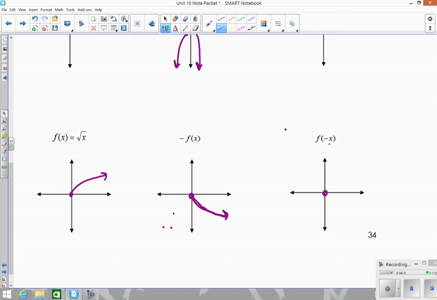For this one, this is going to be a horizontal flip because the negative's on the inside. So I'm going to take this original parent function. Here's my original parent function, and I'm going to flip it over the y-axis. We don't really need our original, but just to show you the parent function, and then it was reflected over the y-axis. And again, you're trying to make these look as much as possible the same as the original.